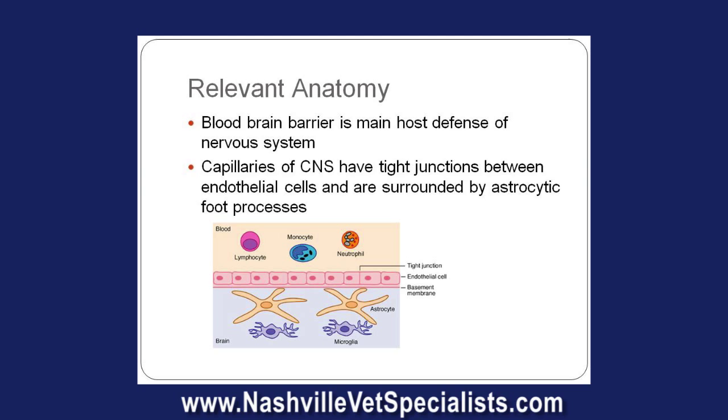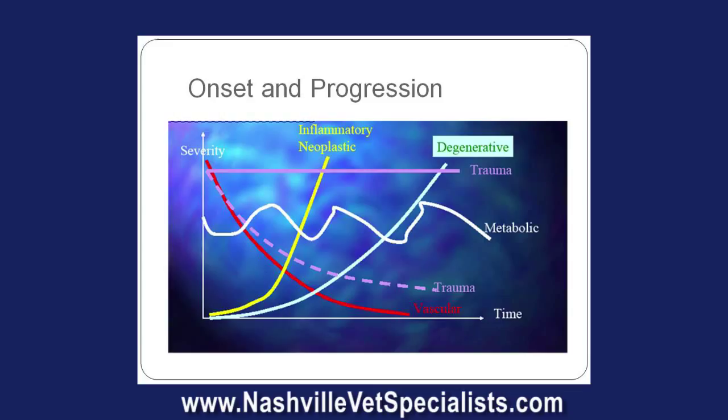Most inflammatory diseases are going to have a pretty acute onset, and they're going to be progressive. Some of them can have a little bit more of a chronic course, but typically it's going to be pretty fast in progression. Other things that are going to be acute in onset like that would be trauma or vascular events, but both of those should be non-progressive. Most of the time, neoplasia is going to have a little bit more of an insidious onset, but it can also be very similar to infectious and inflammatory diseases.